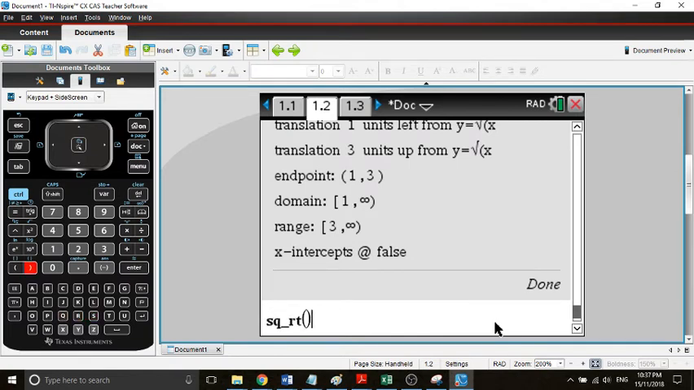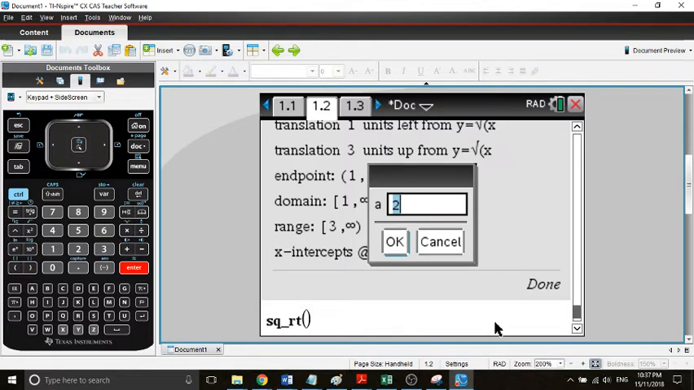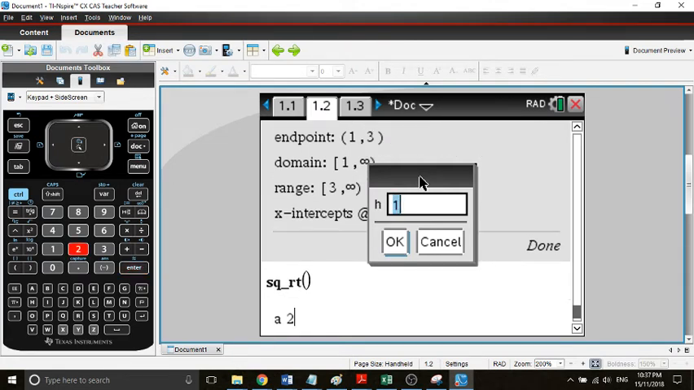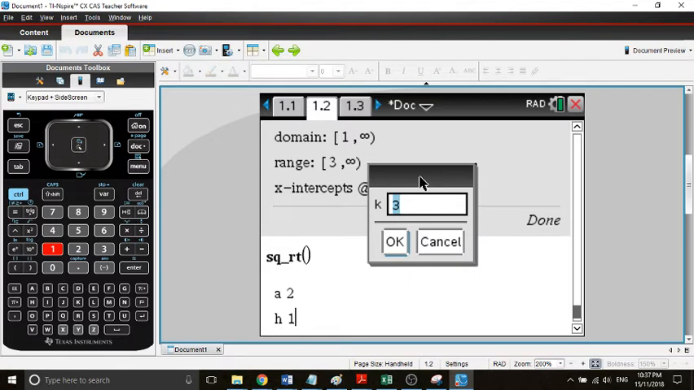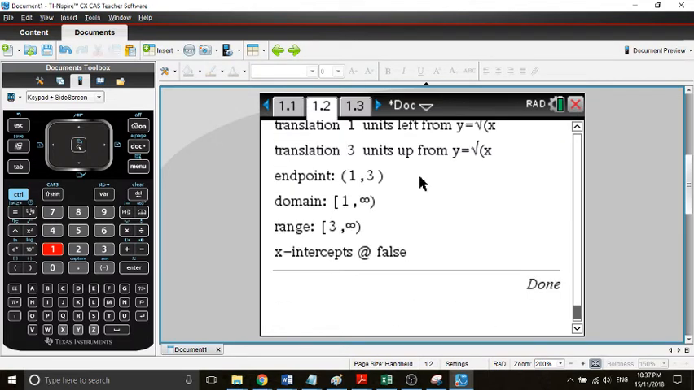sq_rt, that's what I've called it. You don't have to call it that. It asks for a value of a. So that is our a value. I'm going to set it to 2. It asks for an h value. I'm just going to leave it as 1. So it's h, so it's x minus 1. And I'm going to set that k to 3, so it's +3.